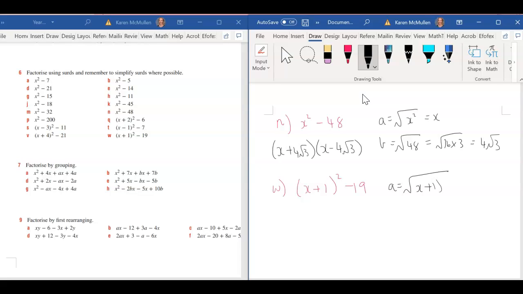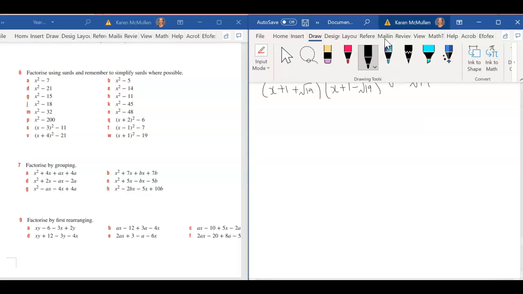All right, so we've got x plus 1 squared. So remember, your square root cancels with the squared. So we're left with x plus 1. And b is the square root of 19. Can't be simplified. So we're going to be left with x plus 1 plus square root of 19. And then x plus 1 minus square root of 19. You are adding 1 and square root of 19, but you can't bring them together. You just leave it like that with a plus sign in between.